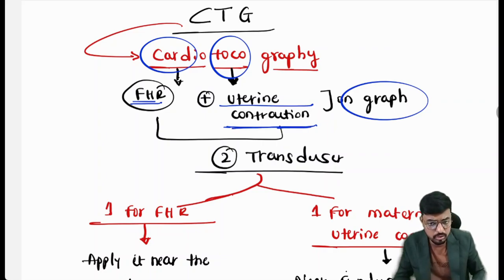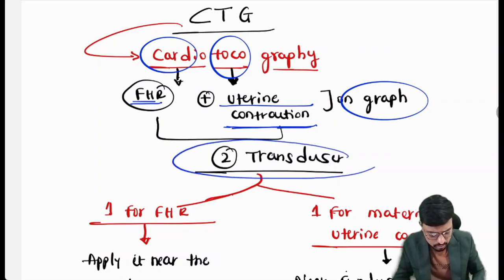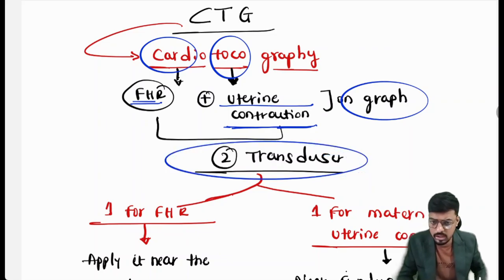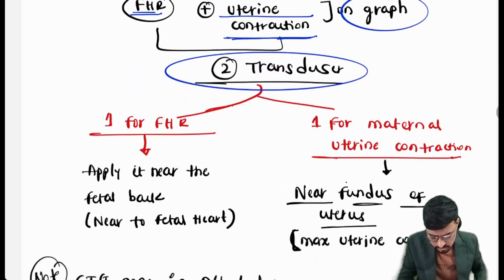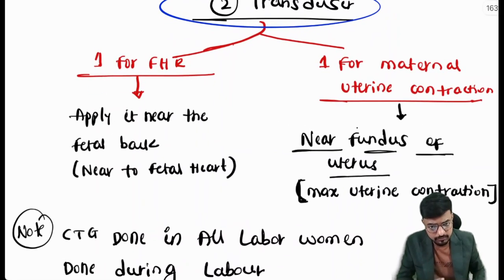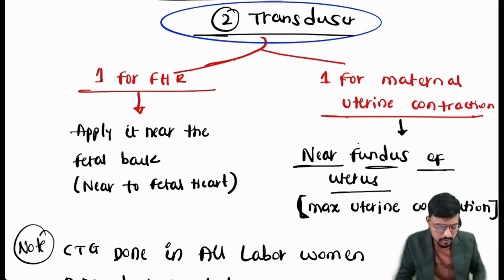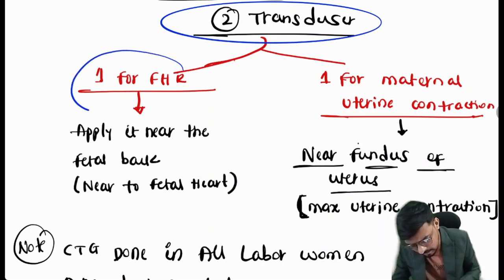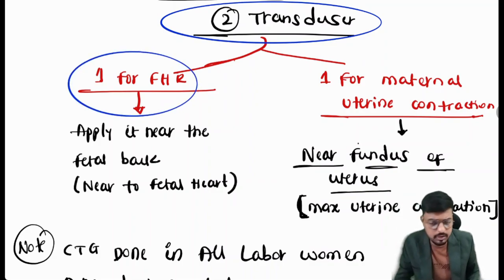That means we require two transducers to apply to the mother's abdomen. Two transducers are required: one for fetal heart rate monitoring and another one for monitoring the maternal uterine contraction.